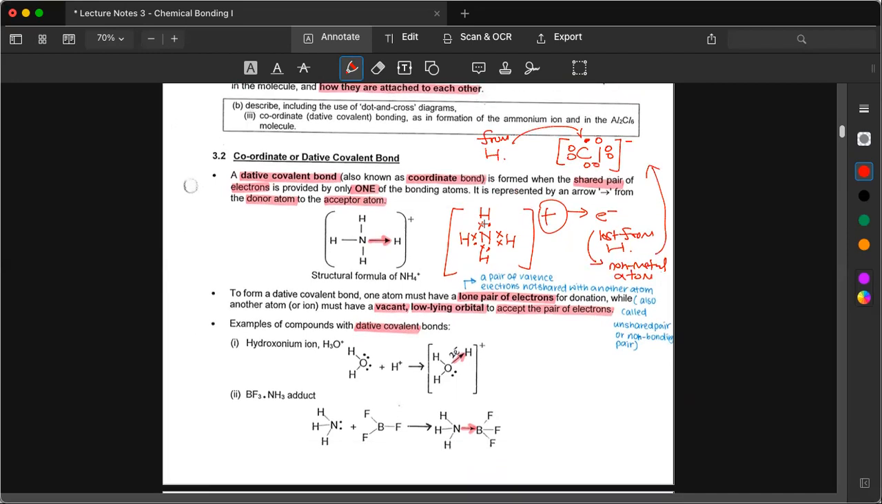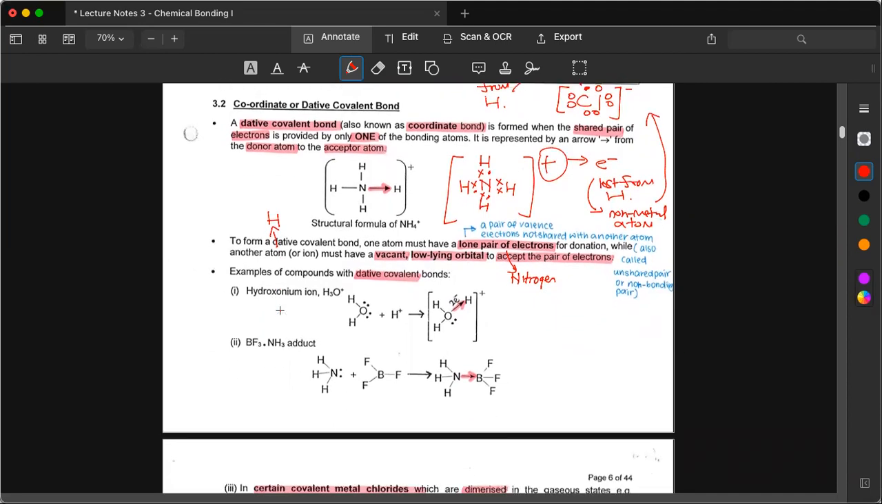Now, our focus here is on the dative covalent bond. One atom must have a lone pair of electrons. In this case, it will be the nitrogen. Another atom, which is the hydrogen, will be the atom that receives or accepts the pair of electrons, and it must have a vacant, low-lying orbital.